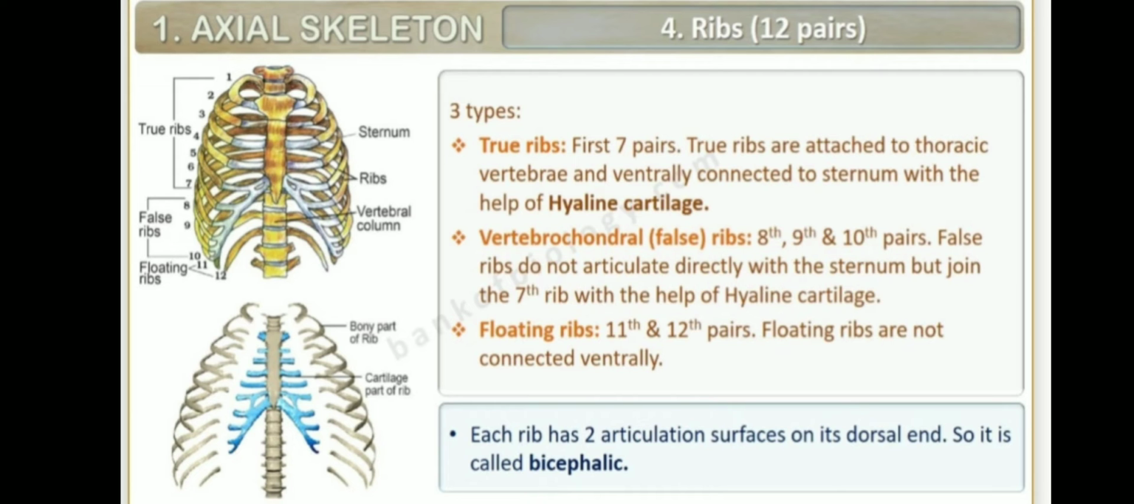The first 7 pairs of ribs are called true ribs. Dorsally, they are attached to the thoracic vertebrae and ventrally connected to the sternum with the help of hyaline cartilage. The 8th, 9th and 10th pairs of ribs do not articulate directly with the sternum but join the 7th rib with the help of hyaline cartilage. These are called vertebrochondral or false ribs. The last 2 pairs, the 11th and 12th, are not connected ventrally and are therefore called floating ribs. Thoracic vertebrae, ribs and sternum together form the rib cage.